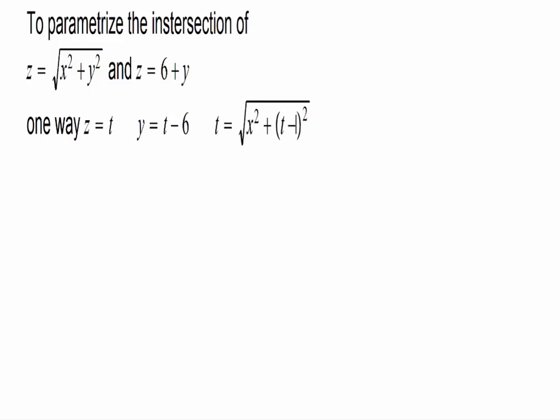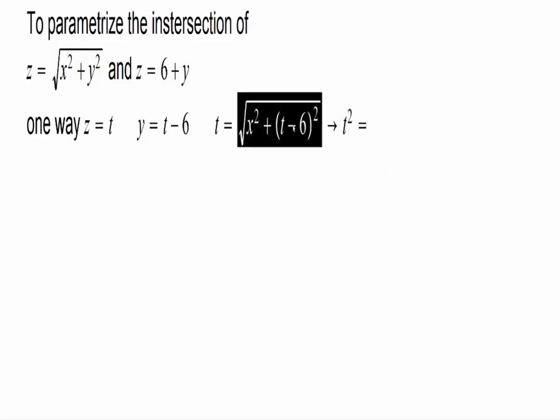Then y equals how much? t minus 6, and what will that tell us? From this equation of the cone, I have t here, and this would be t minus 6, that quantity squared. If I square both sides, what will I get? I'll get t squared equals x squared plus (t minus 6) squared.